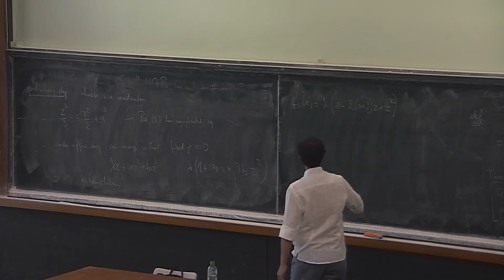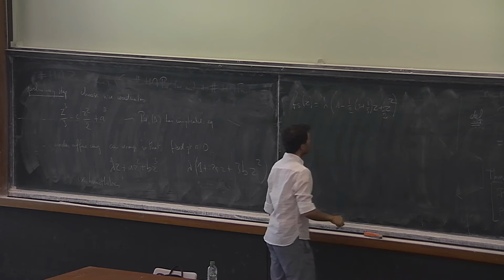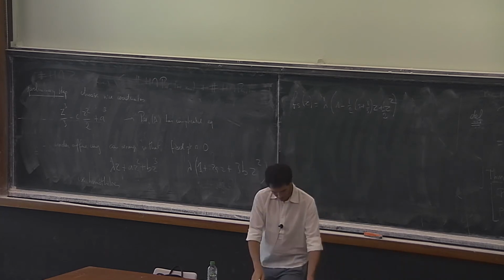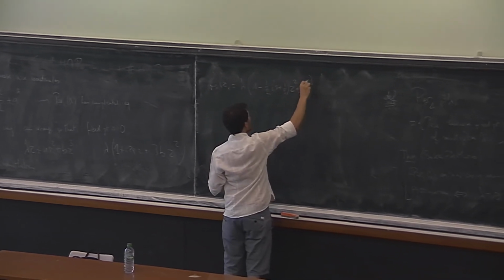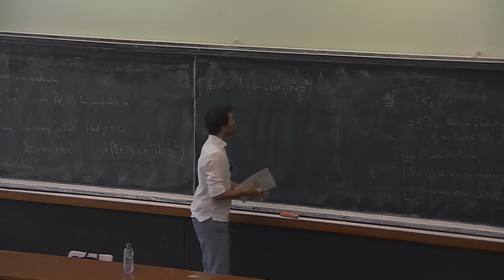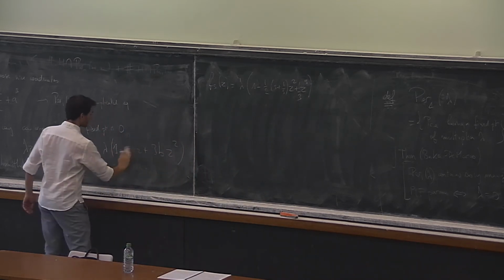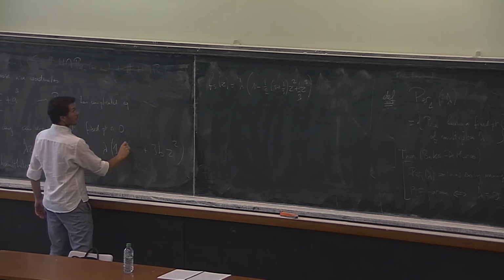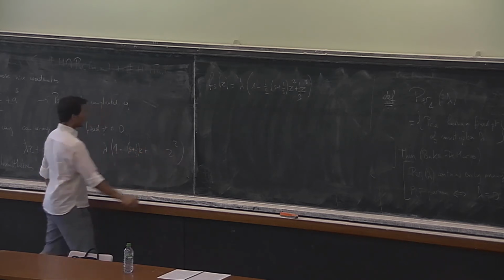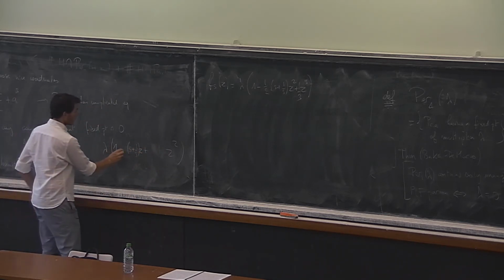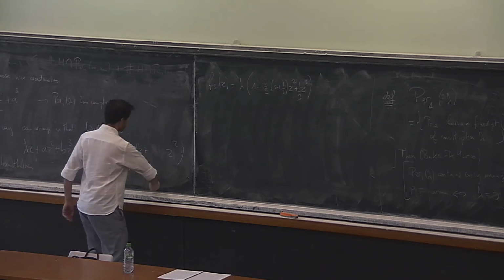Excuse me, it's not 2, it's 1/2. And here it's z cube, and 1/3. Okay? If you compute the derivative of this, what you get is this. The derivative is this one. Okay? And now the two solutions are s and 1/s, right?